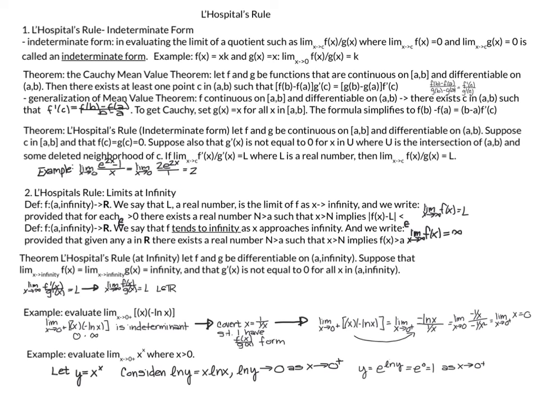We also looked at L'Hopital's rule at infinity, which said if f and g are differentiable on the interval a to infinity, suppose that the limit as x approaches infinity of f of x and the limit as x approaches infinity of g of x equals infinity, and g prime of x is not equal to 0, then if the limit of f prime of x divided by g prime of x is equal to L, that will equal the limit of f of x over g of x, which is equal to L. And here was another quick example that we did in the video.